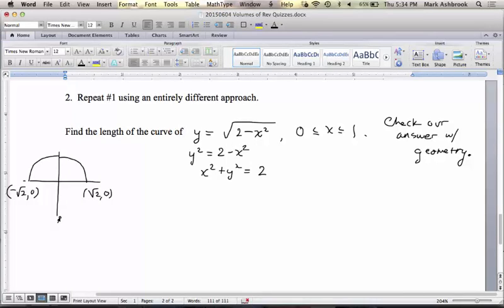No, not from negative radical 2 to radical 2. Because we're finding the length of the curve from x equals 0 to x equals 1. So what part of this curve is that? The first quadrant? Starting at 0, the top of the circle, right? And then going to 1.